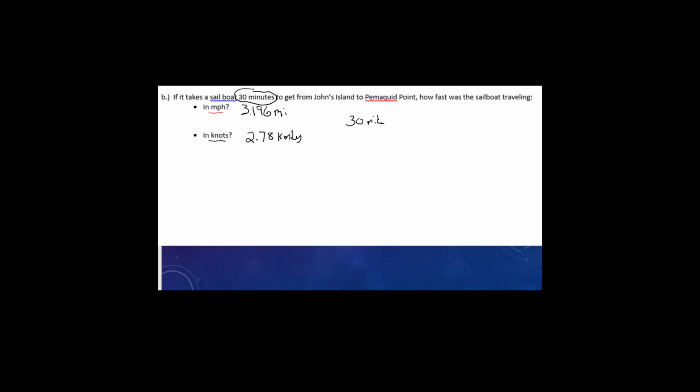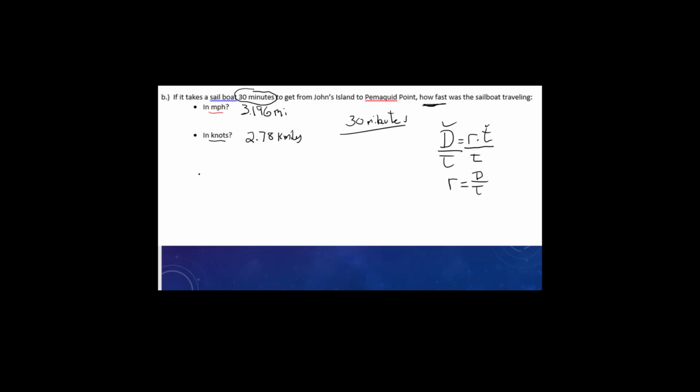So we want to find, that's minutes, we want to find the speed, how fast it was traveling. Well, recall our famous equation, distance equals rate times time. So we know the distance and we know the time, we want to find the rate. So we're going to divide both sides by t, right?